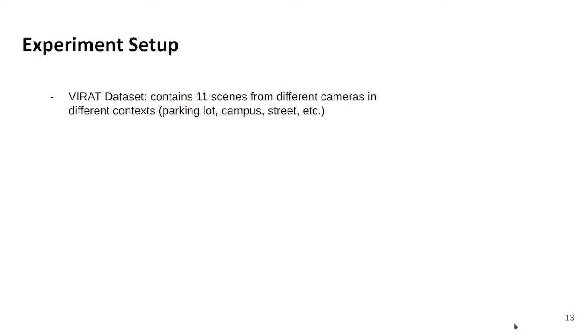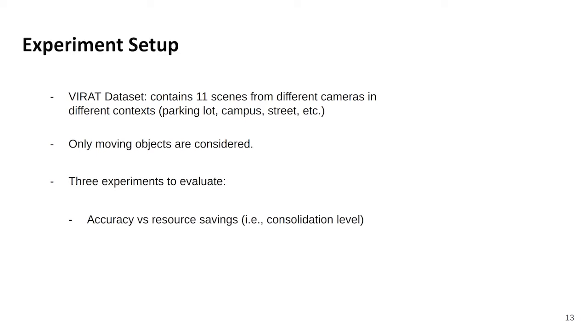For the evaluation of FOMO, we have used the BIRAT dataset, which contains 11 scenes from different cameras in different contexts. Moreover, we only consider objects that are moving. The rest are discarded. And we have designed 3 experiments to evaluate the accuracy versus the resource savings, that is the consolidation level, the impact of the background subtraction methods, and finally the composition performance.